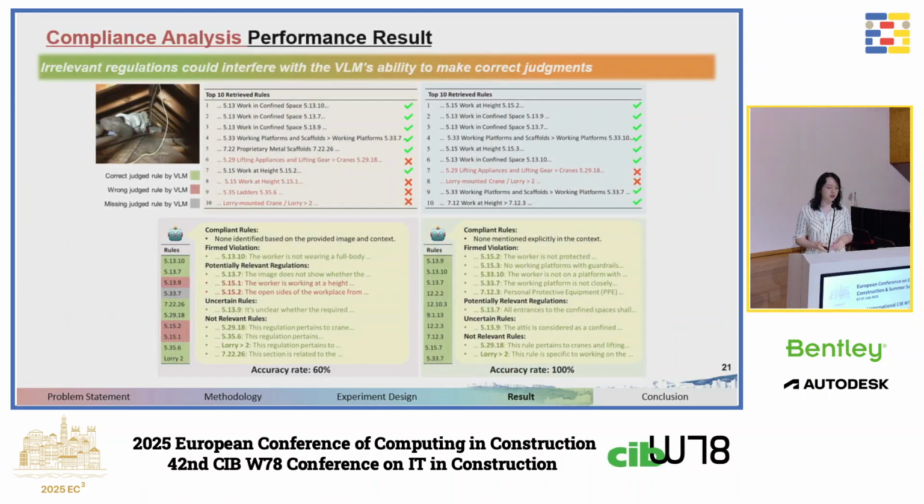Another finding is that irrelevant rules may induce hallucination of the VLM. For example, you can see on the left-hand side in case 1, we have 6 correct rules retrieved from the database, which leads to the VLM accuracy only achieving 60%. In case 2, we have about 8 correct rules, and the VLM can judge them all correctly.